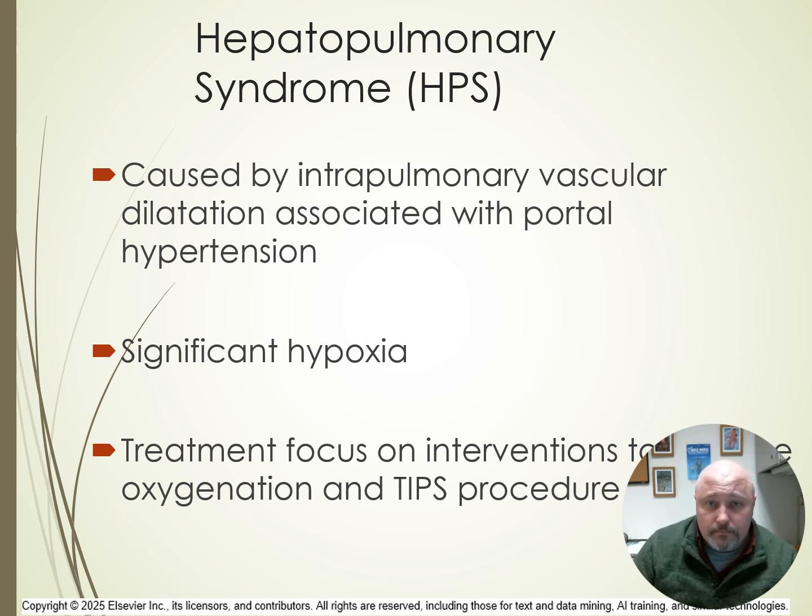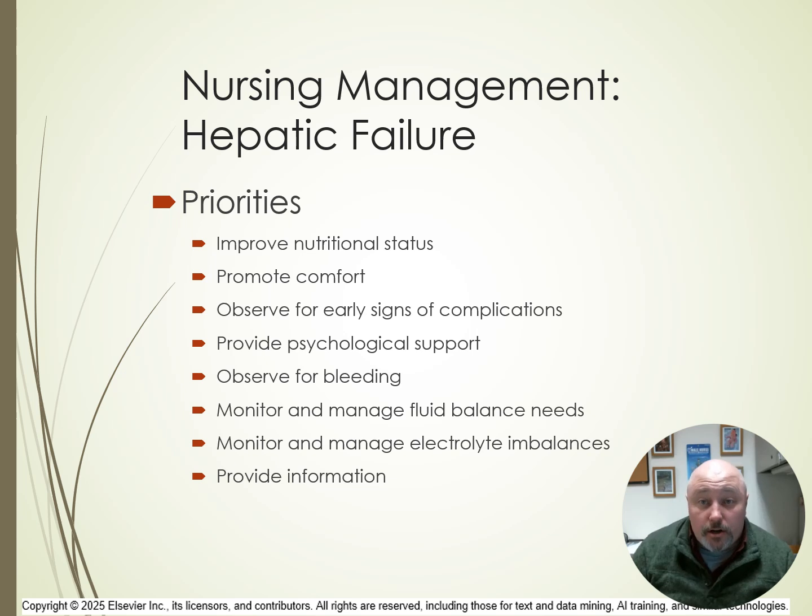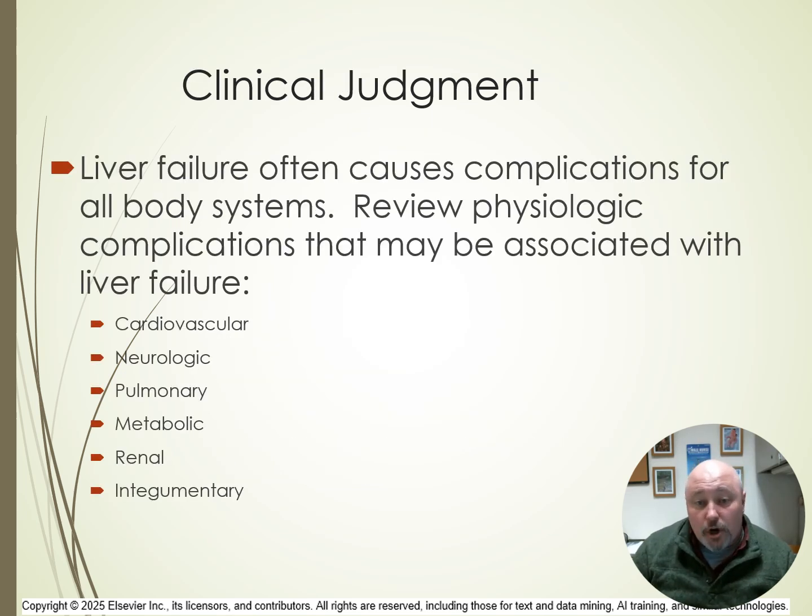The nurse's scope of care includes ongoing assessments and monitoring, documentation and reporting of patient responses to diagnostic and treatment regimens, early detection of complications and supportive care. Patient and family teaching of the ICU routine and all therapies instituted is also a priority. Successful management of all these patient populations requires a collaborative effort of all disciplines. Liver failure often causes complications for all body systems, and this is going to take a wide range of effects on the body, everything from cardiovascular, neurologic, pulmonary, metabolic, renal, and even the integumentary system.